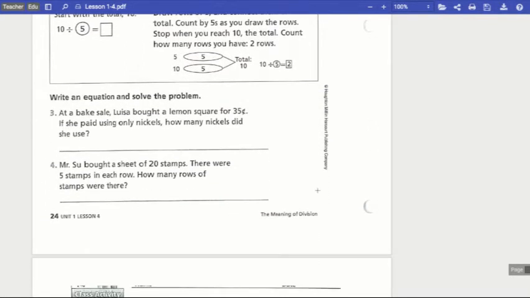Numero tres. At a bake sale, Louisa bought a lemon square for 35 cents. If she paid using only nickels, how many nickels did she use? Well, if the total that she spent is 35 cents, I'll put my total on top for my equal shares drawing. I always box my total.